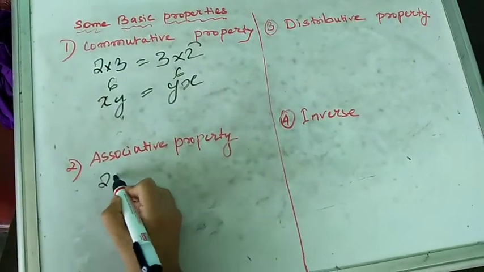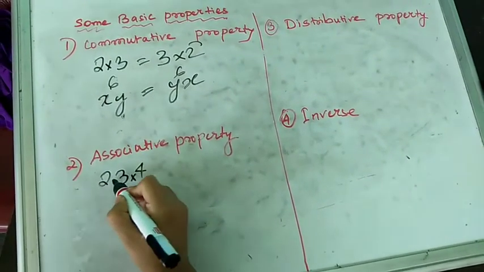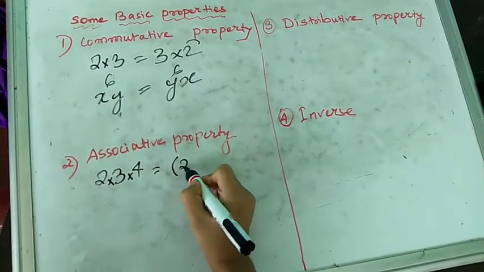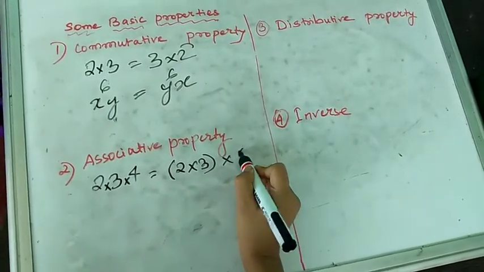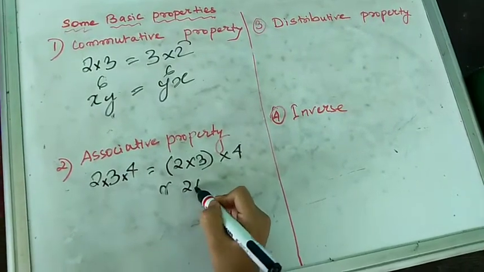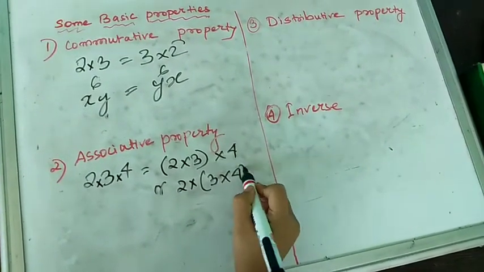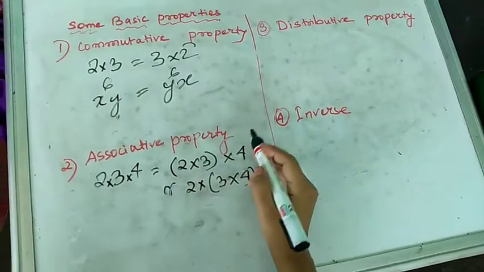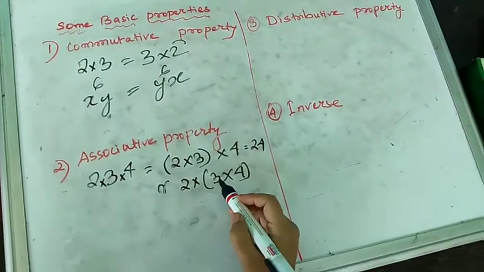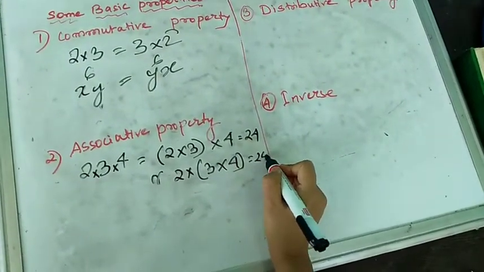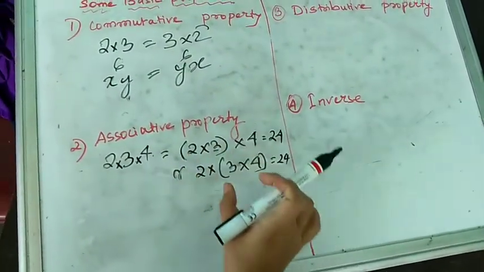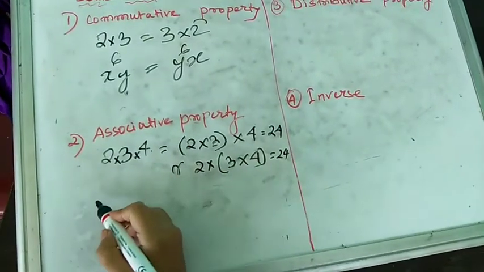Now, let us look at the associative property. Let us take three numbers 2, 3, 4 and multiply them. So, this 2 into 3 into 4 can also be written as 2 into 3 together and then 4. Now, this can also be written as 2 into 3 into 4 together. Now, when you multiply all these numbers, the answer will be the same, that is 24, and here 2 into 3 into 4 is also 24. Even after changing the places of the numbers, it does not make any difference in the answer. So, this property of integers is known as the associative property.